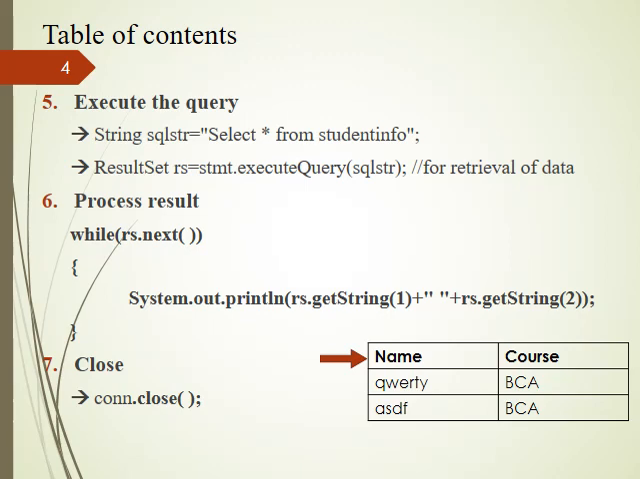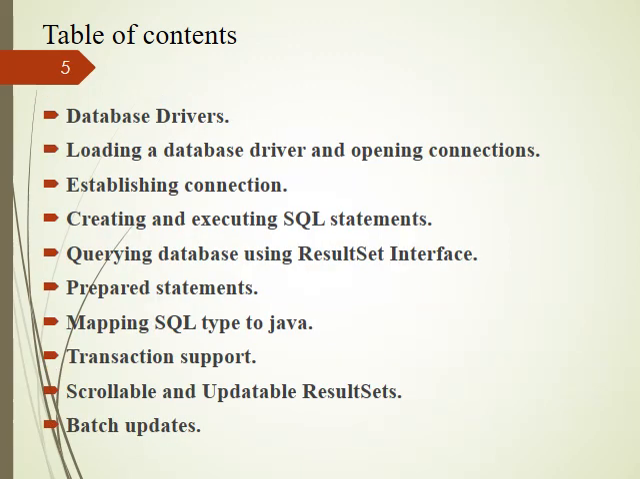Now once all the 6 steps are over, then we need to close it. For closing, we can use the method close, and in order to close that one, we need to use the connection object dot close statement. If you follow these 7 basic steps, then you should be able to develop any Java JDBC application.